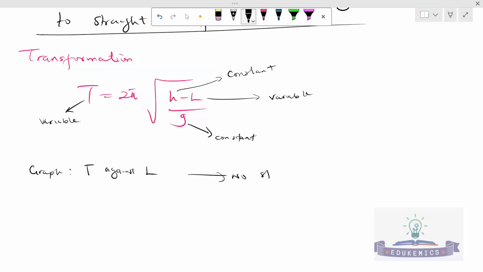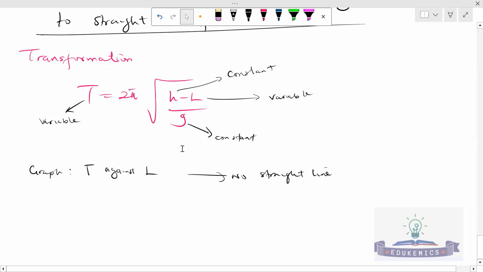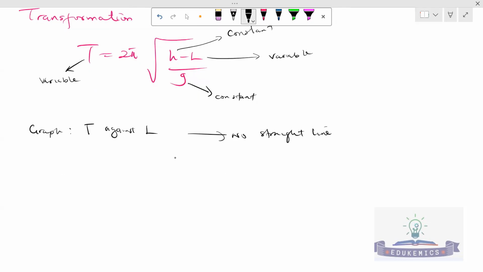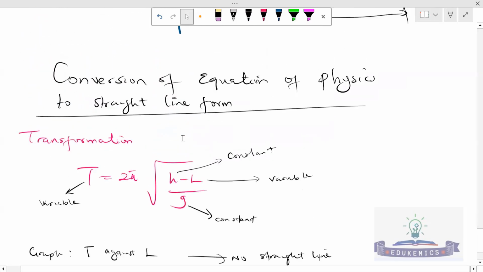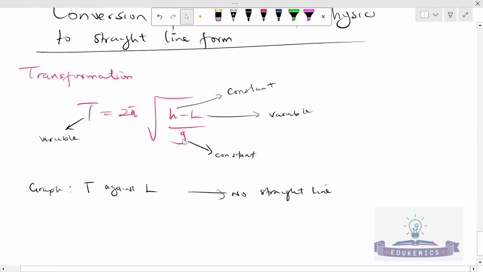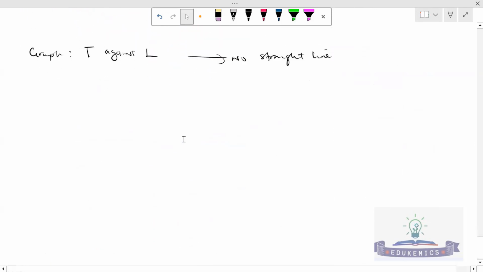not a straight line, because this is not a linear equation. If we look at it, we have something like a square root. And remember, for a linear equation, the highest power of x is 1. So any power that is not 1 makes that equation not linear. And we can see that here.